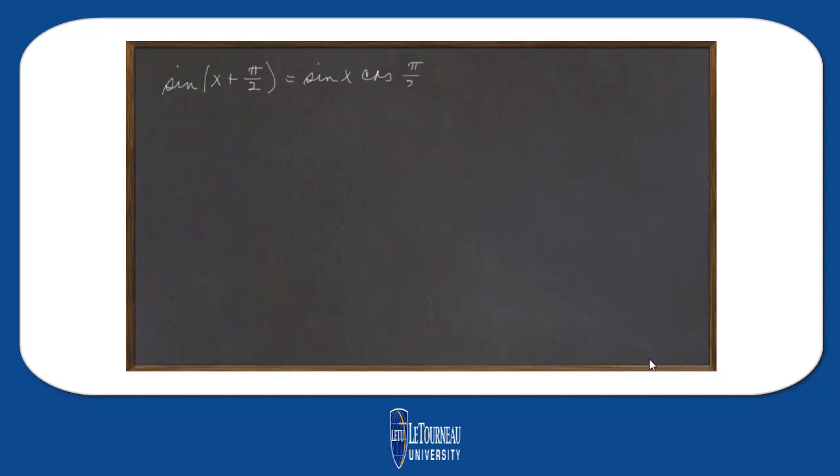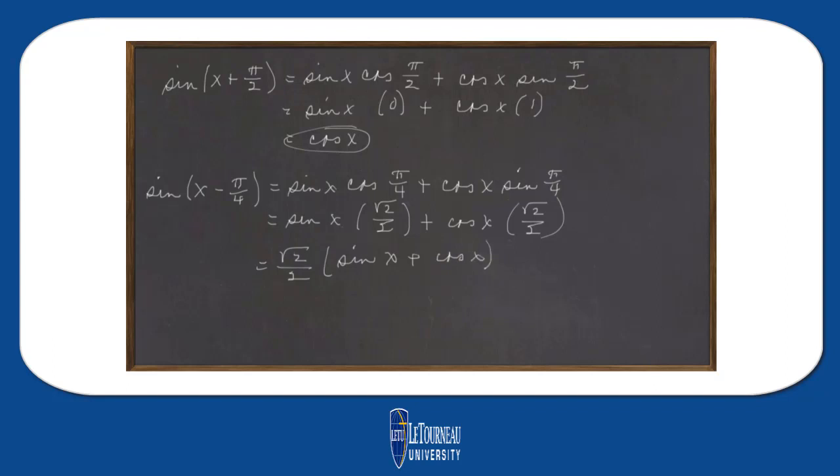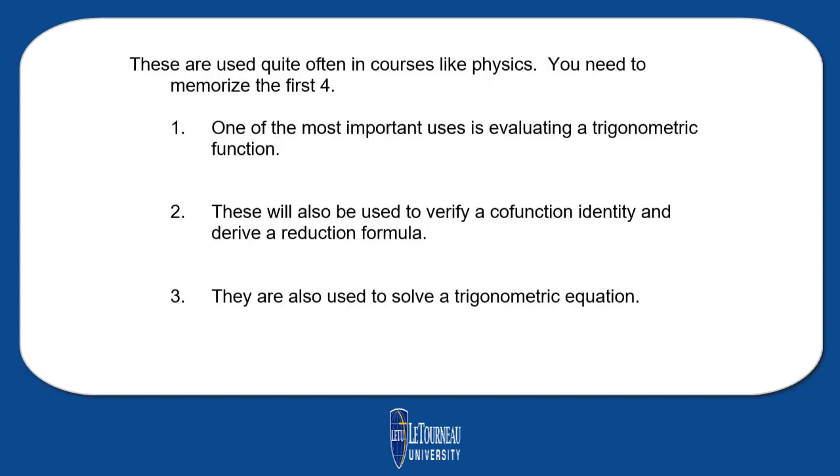So the sine of x plus pi over 2, you see, will be the sine of x times the cosine of pi over 2 plus the cosine of x times the sine of pi over 2. Well, we know that the cosine of pi over 2 is 0, and so we get that sine of x plus pi over 2 is the cosine of x. Let's try the sine of x minus pi over 4. We would be doing it exactly the same way. In this case, we could factor out a square root of 2 over 2, and we end up with the sine of x plus the cosine.